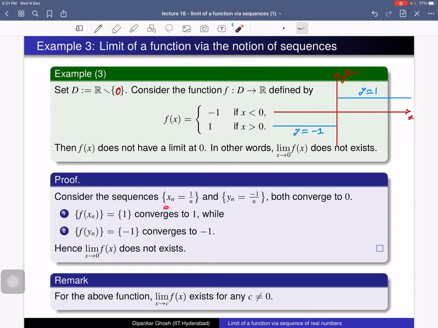If you consider the sequence xn equal to 1 by n, since it lies on the positive side, its function value is given by 1. So this sequence is just a constant sequence and it converges to 1. And if you consider yn equal to minus 1 by n, this also converges to 0, but all the terms lie on the negative side of the x axis. So the function value f of yn is given by minus 1. Again it is a constant sequence and it converges to minus 1. So from here you can conclude that the limit of f of x at x equal to 0 does not exist. And what about the limit of this function at other points?